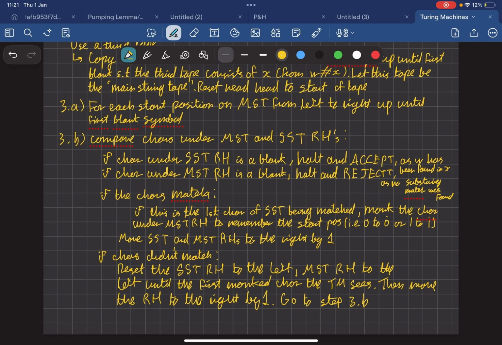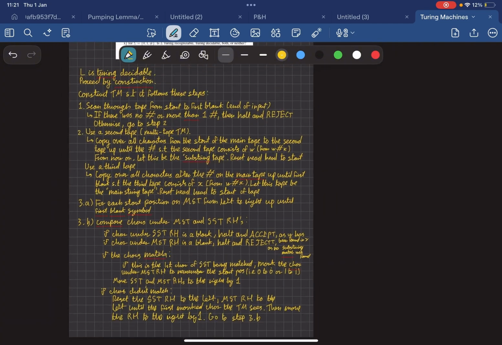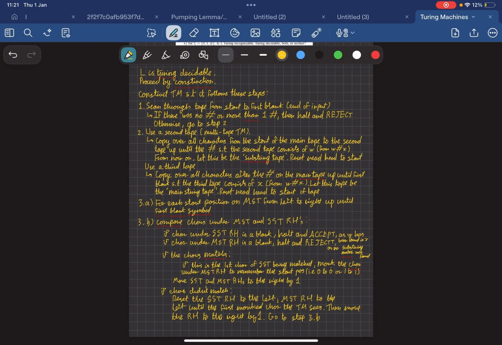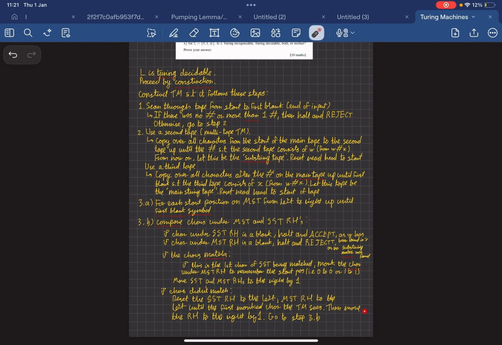Okay, and that's basically it. This is the entire algorithm that we wrote down. It's quite a lot of writing. You could probably make it more concise, but if I were to do an exam, it would be something similar to this.